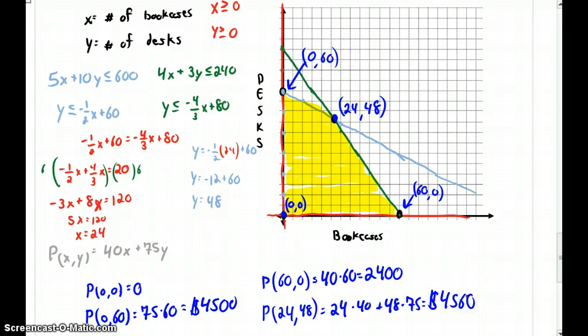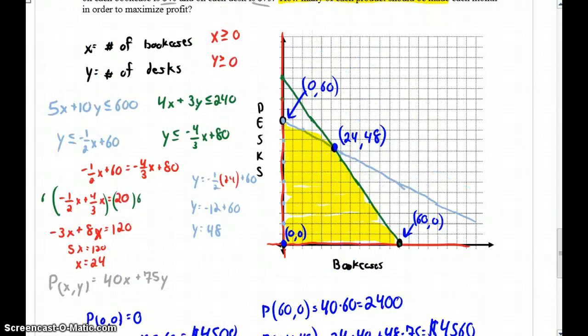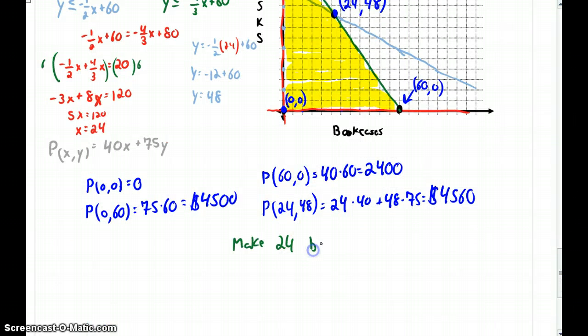A total of $60 more than just making 60 desks. But that's what you should do. Make 24, was it bookcases? Yes. And 48 desks for a profit of $4,560.